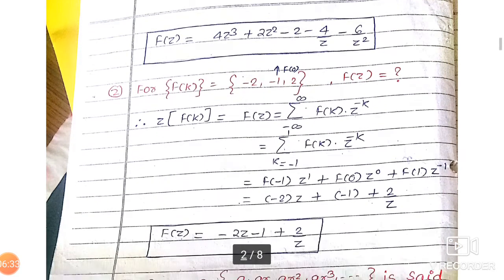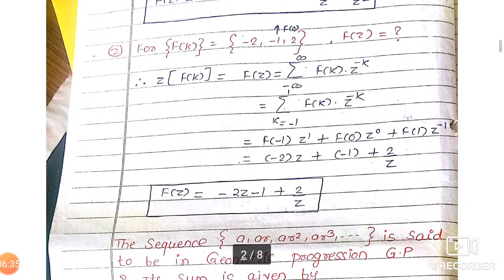Let's see the second example. F of k is given here as minus 2, minus 1 and 2, and a vertical arrow is above the minus 1. That means minus 1 is the value at k equal to 0. That means minus 1 is nothing but f at 0, and 2 is nothing but f at 1, and minus 2 is nothing but f at minus 1. So here we want to find the Z transform of the above sequence.